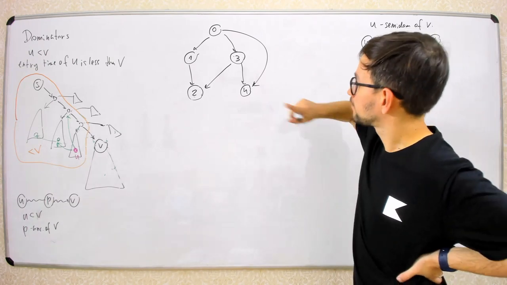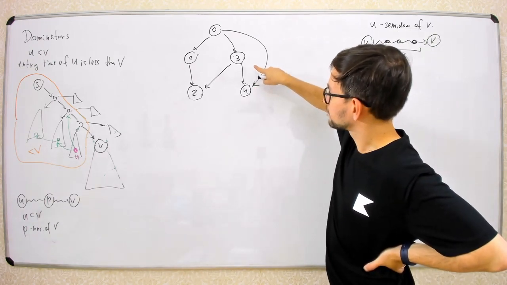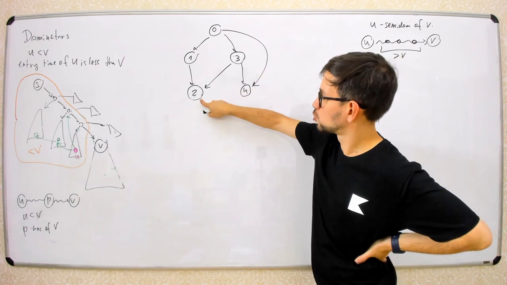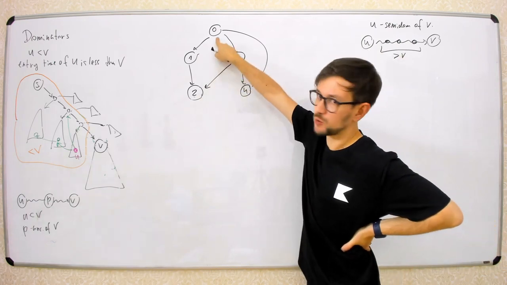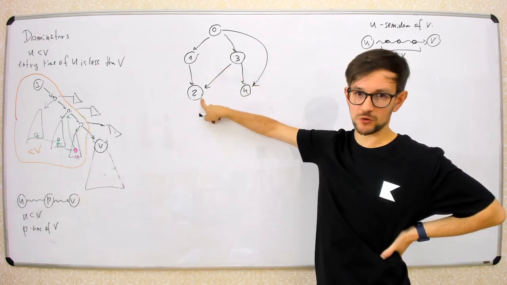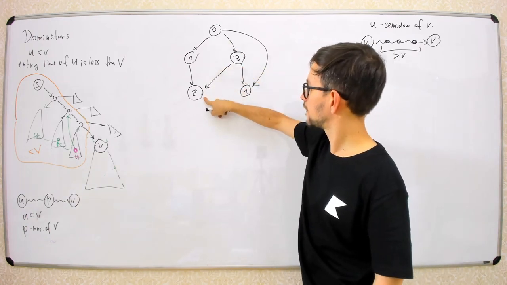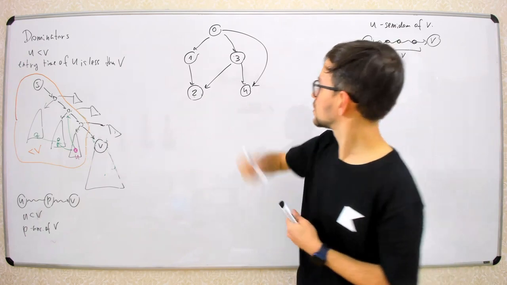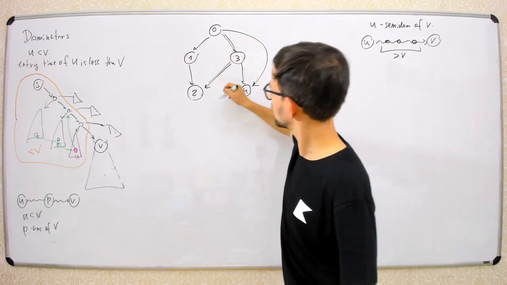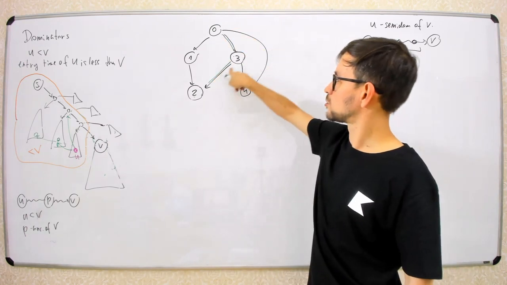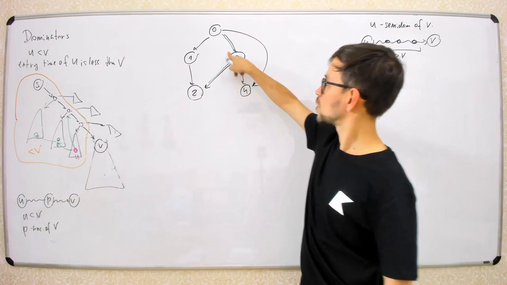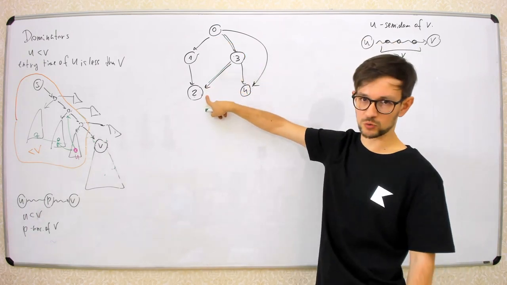Now, let's look here. For example, for this node 2, we have node 0. Node 0 is the semi-dominator of node 2, because we can use this path from 0 to 2, and this path only visits nodes which are greater than 2. So 0 is a semi-dominator of 2.